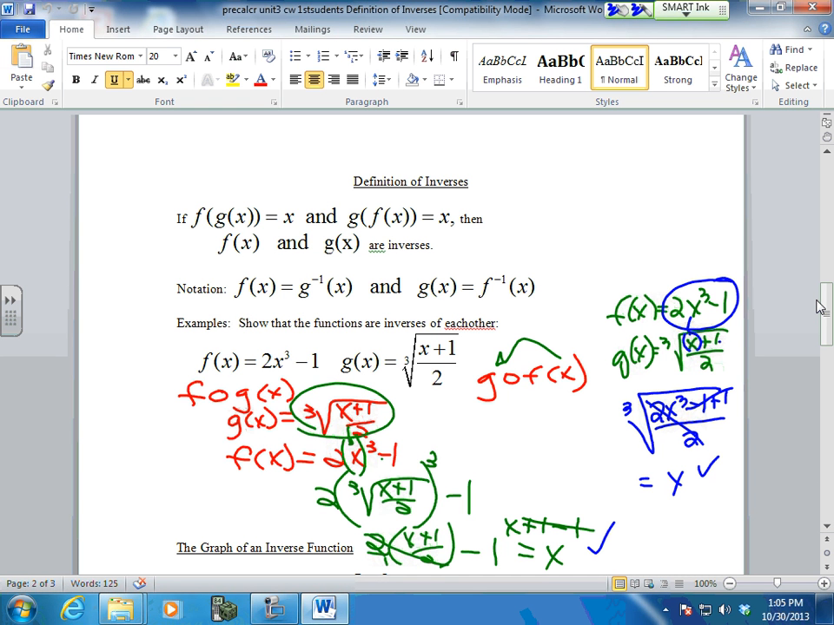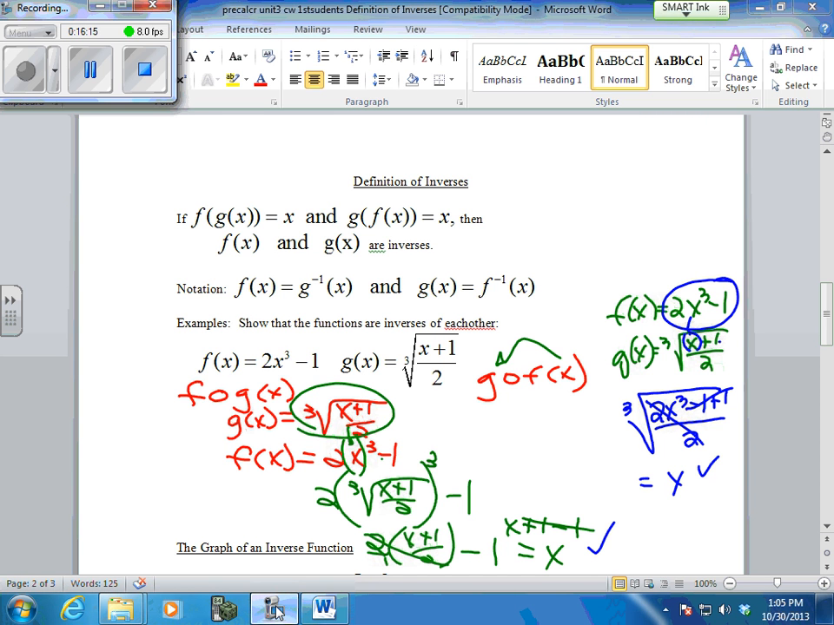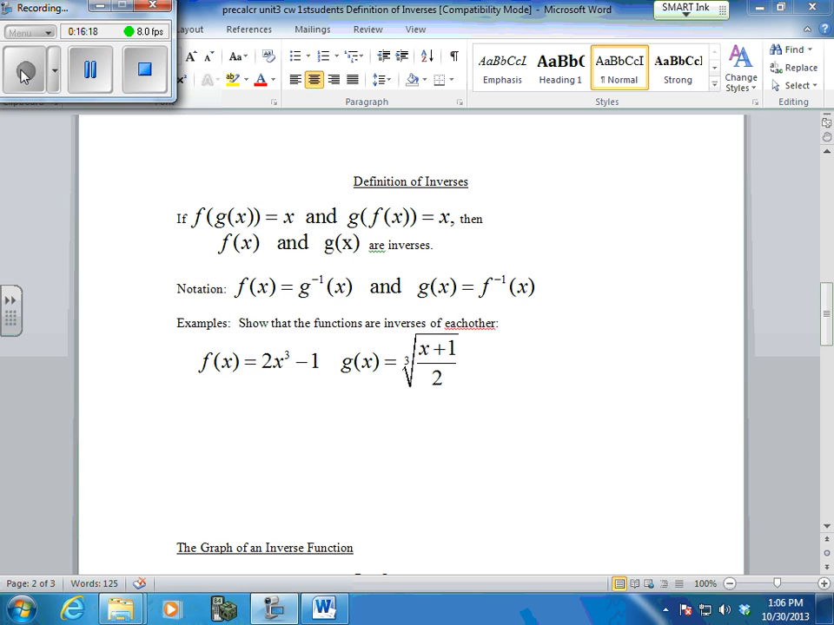So on the test, are you going to ever make us do this? You might have to. You might see it on homework. You know, tell if these are inverses of each other, do g of f and f of g. If they come out to equal x, then they are. I should stop here real quick. Absolutely. You know, radical right here, does that say 2x cubed minus 1? Okay, next part.